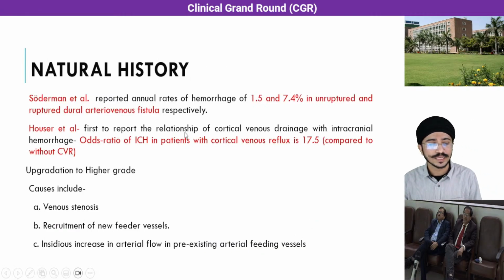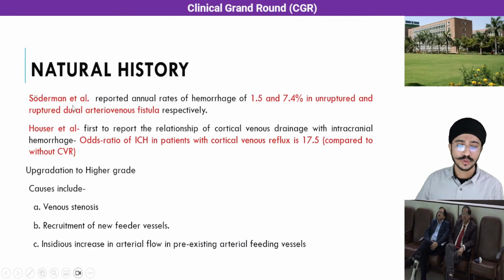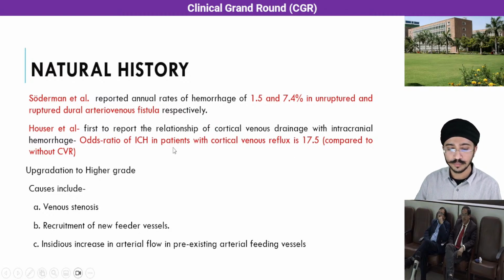A few lines about the natural history of the fistula. Soderman et al. reported annual rates of hemorrhage of 1.5% and 7.4% in unruptured and ruptured dural AV fistulas respectively. Hauser et al. were the first to report the relationship of cortical venous reflux with intracranial hemorrhage, and they reported an odds ratio of about 17.5, which is quite high.